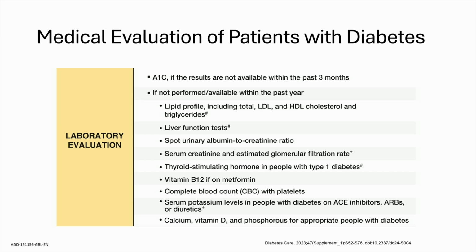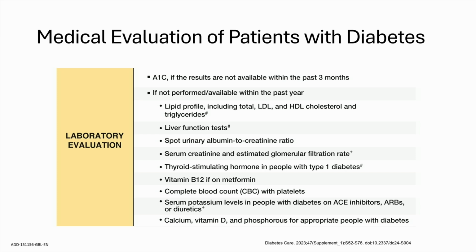And then you need to check a yearly lipid profile, liver function tests, spot urinary albumin to creatinine ratio to assess for microalbuminuria or gross albuminuria. And this is really important because it's going to help me determine what treatment I might use for diabetes. Serum creatinine and GFR, thyroid stimulating hormone in people with type 1 diabetes. And there are several others listed here.